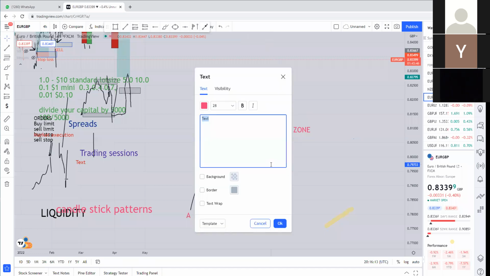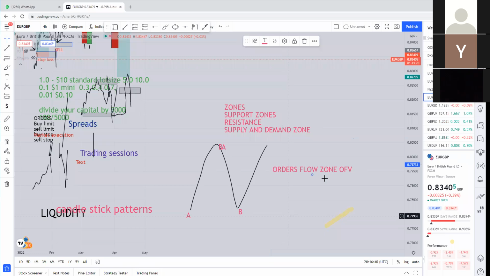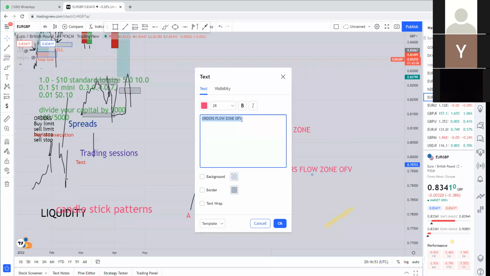We call it OFZ, order flow zone. And then we have the volume, order volume zone. This is not OFV, sorry. This is OFZ, all right, order flow zone.